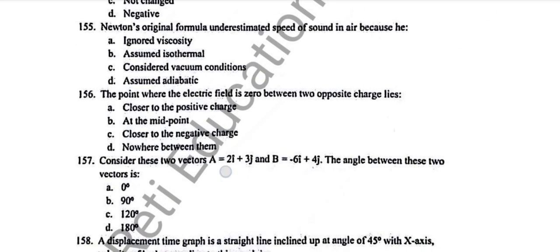Question number 156. The point where the electric field is 0 between two opposite charges lies D, nowhere between them. Between opposite charges, electric fields add. Zero field does not exist between them.